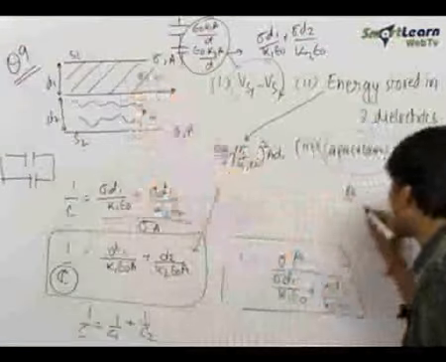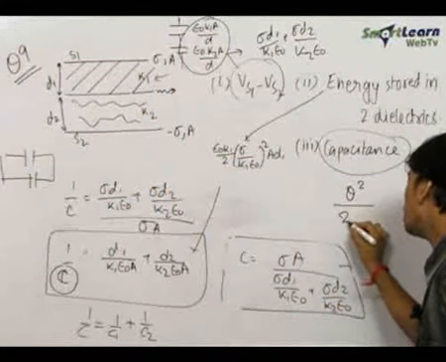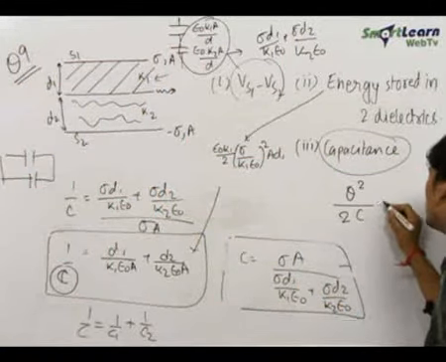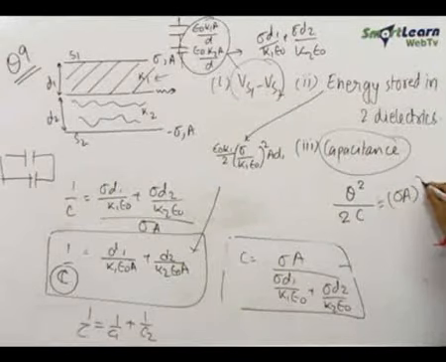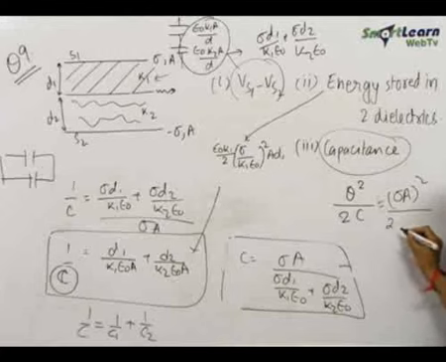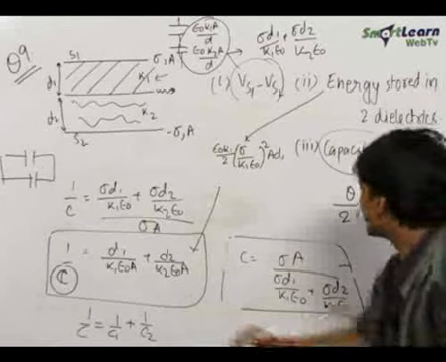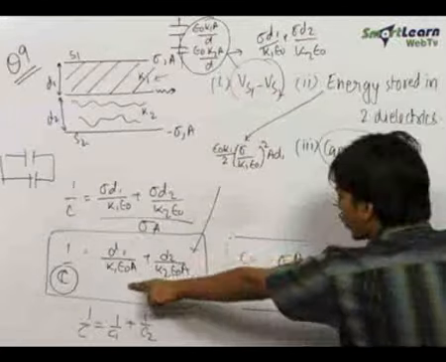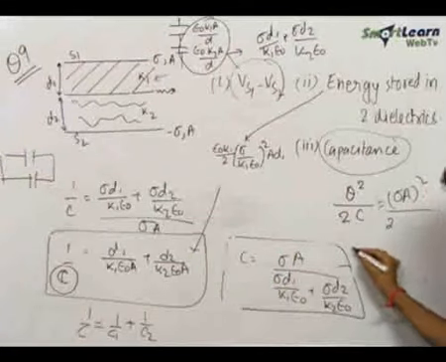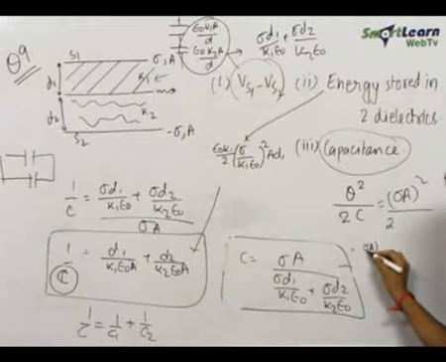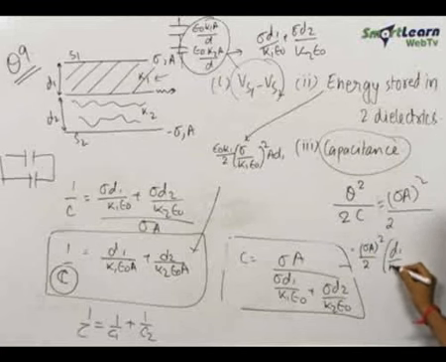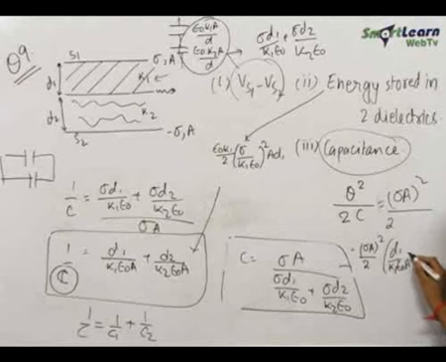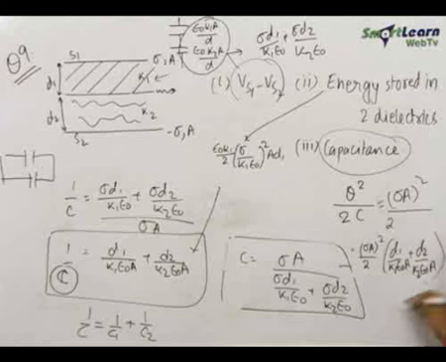in this capacitor, that is equal to total charge on the capacitor whole square upon 2 times C. Now this is equal to sigma A whole square, that is the total charge whole square, upon 2 times 1 upon C. 1 upon C is equal to D1 upon K1 epsilon naught A plus D2 upon K2 epsilon naught A. This becomes equal to sigma A whole square upon 2 into D1 upon K1 epsilon naught A plus D2 upon K2 epsilon naught A.